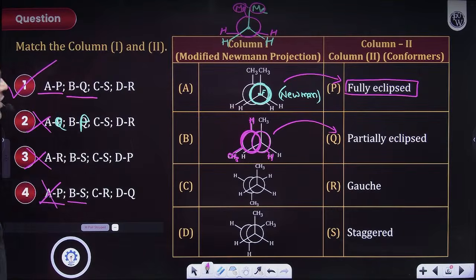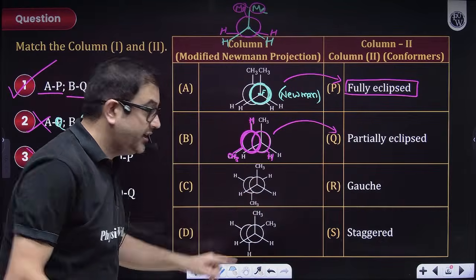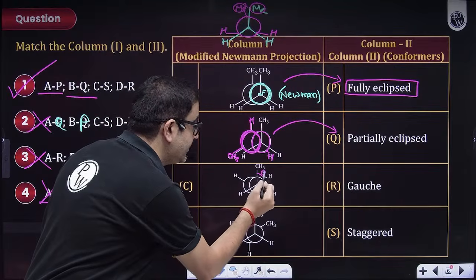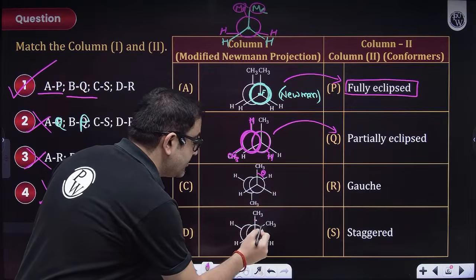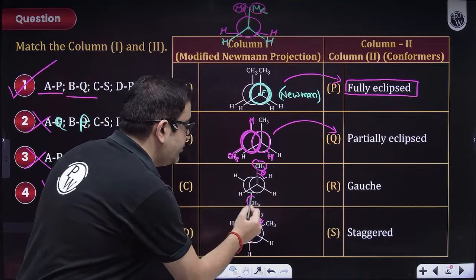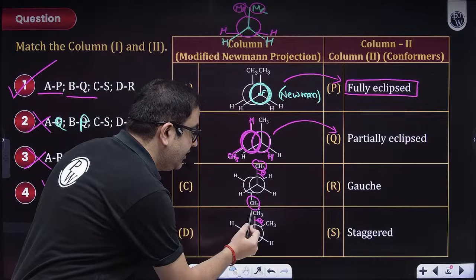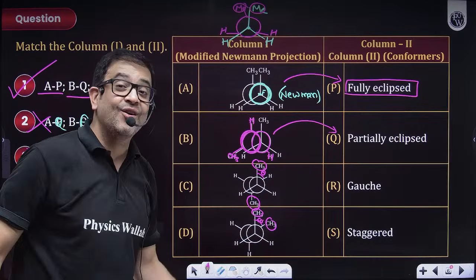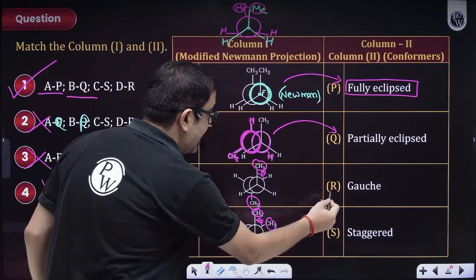So obviously we have got our answer, but because we are learning, this is also a staggered form with a 60 degree dihedral angle. This is the dihedral angle theta, which is exactly 60 degrees for a staggered form. So this is also 60 degrees. But here the bulky groups are opposite to each other, so that's an anti-staggered form, and here the bulky groups are at 60 degrees, so that's a gauche staggered conformer. So this is a gauche staggered, that means this is R.